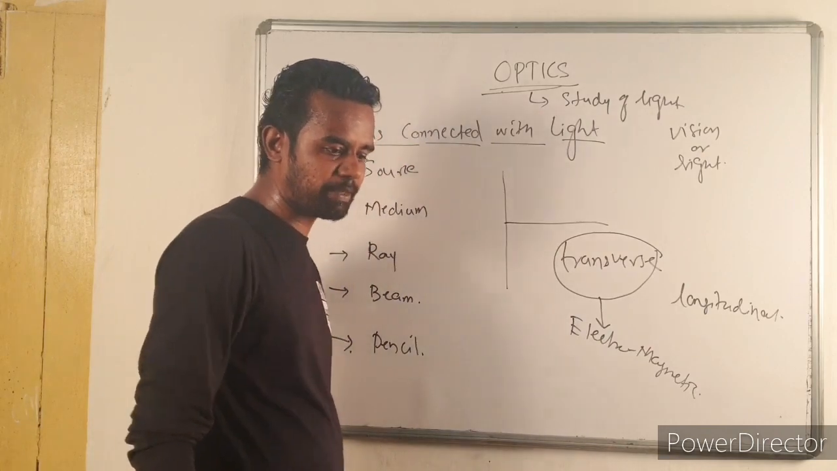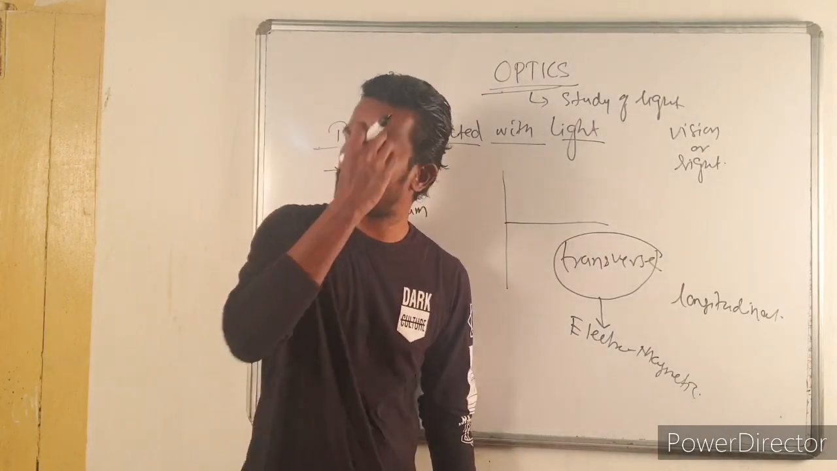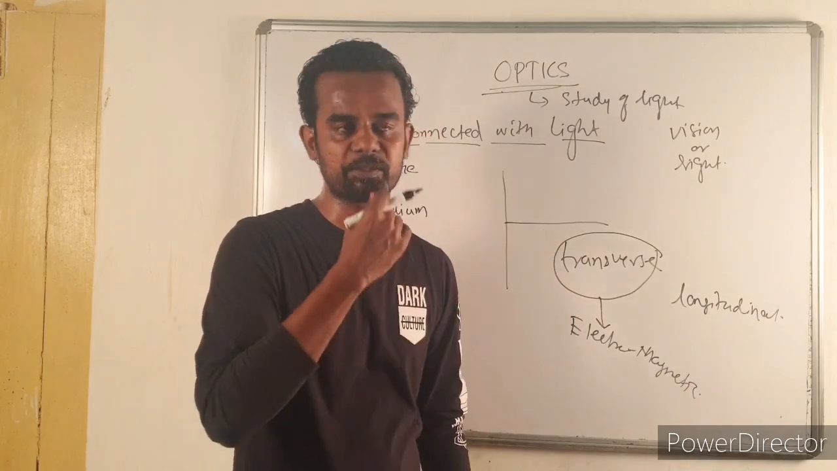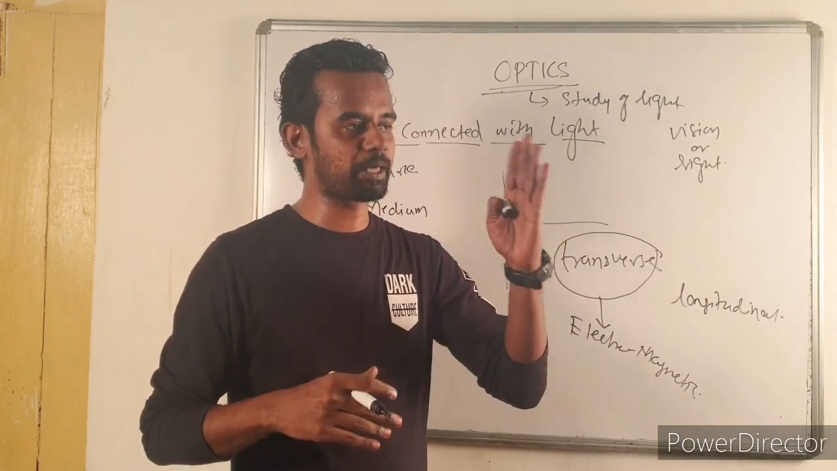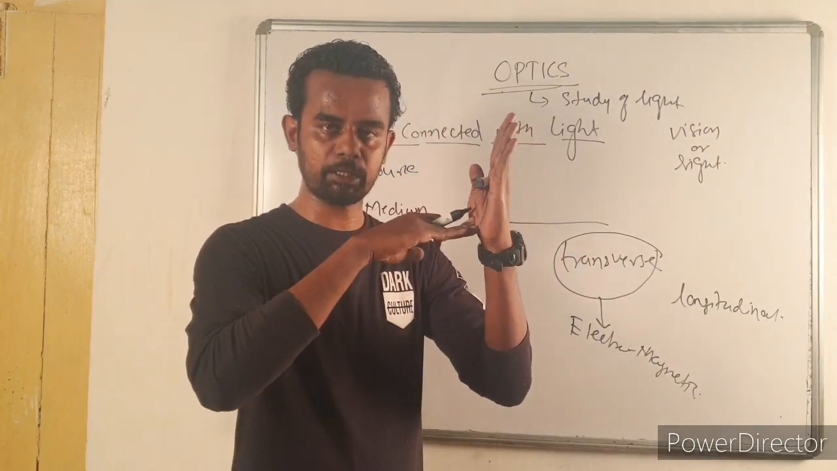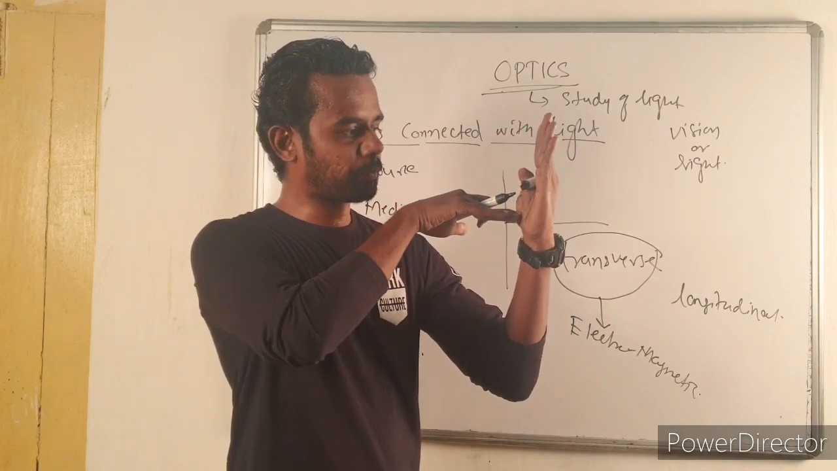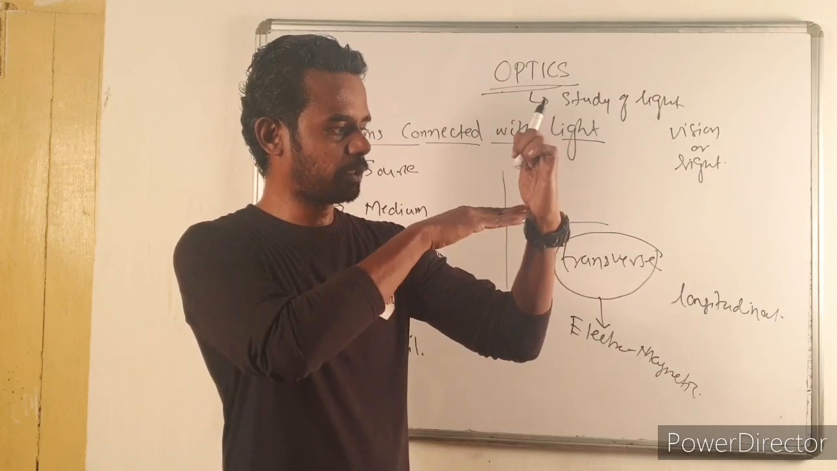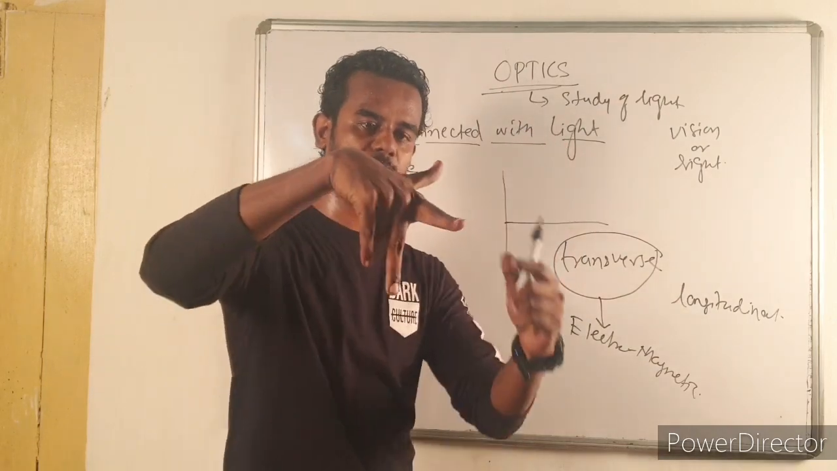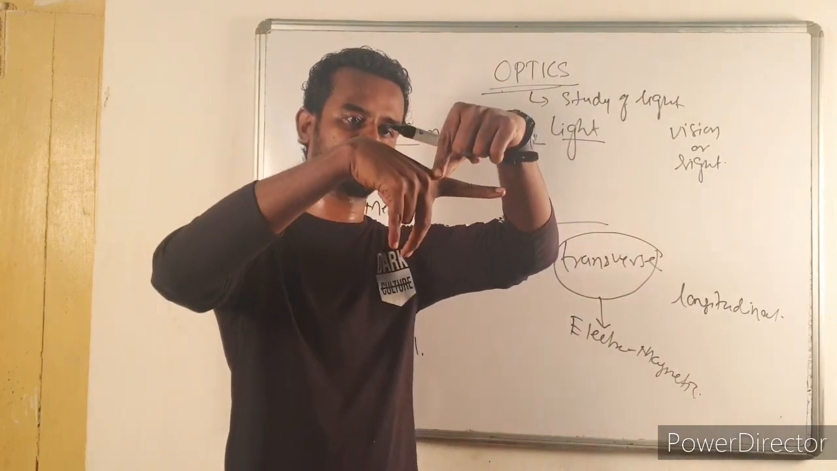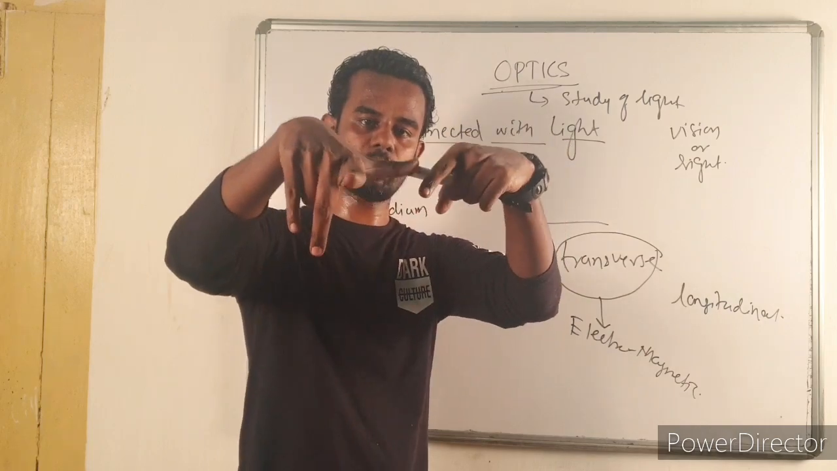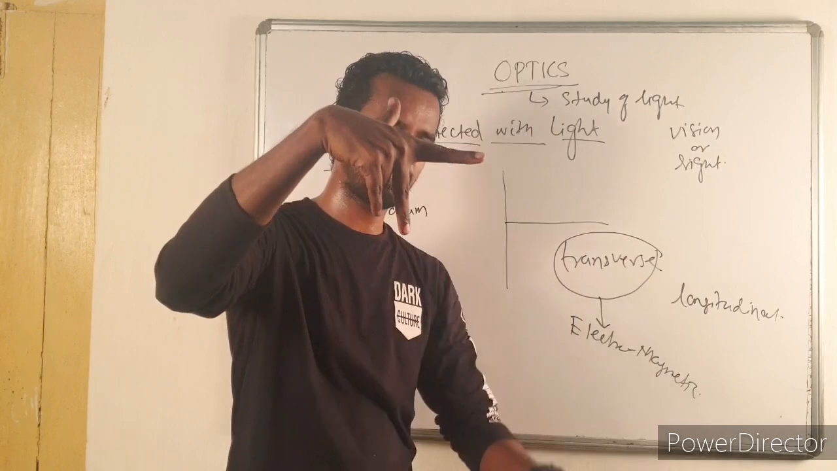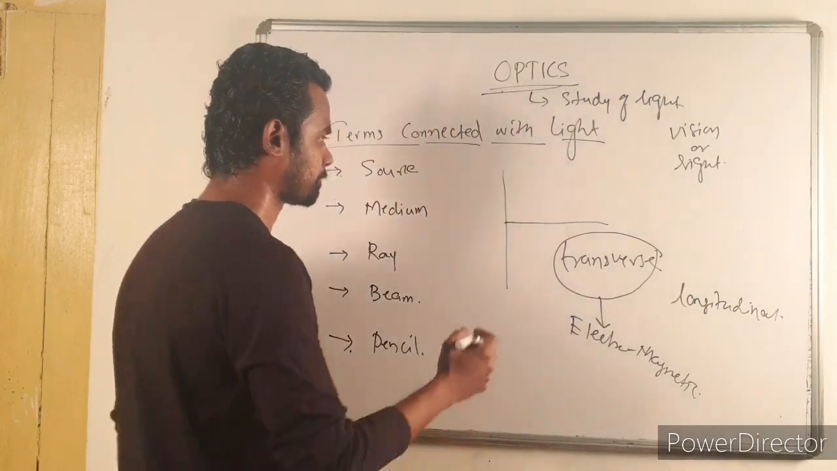This is named electromagnetic because the wave consists of both electric waves and magnetic waves. Both the electric and magnetic waves are perpendicular to each other, and they both are perpendicular to the propagation of the wave. Everything is mutually perpendicular, like this. If this is the propagation of the wave, this will be the magnetic wave and this will be the electric wave. All are mutually perpendicular to each other.